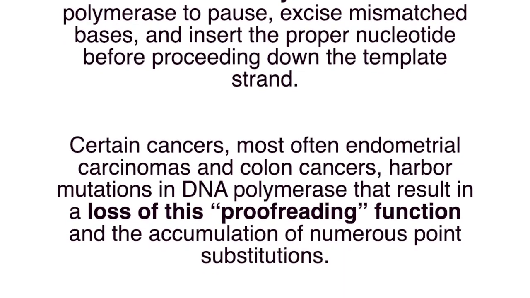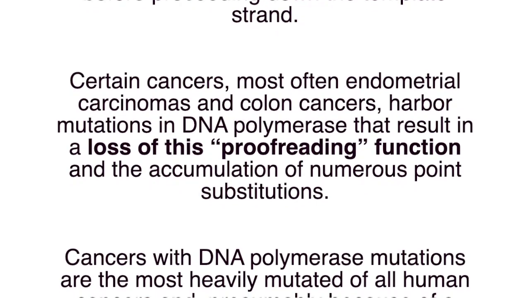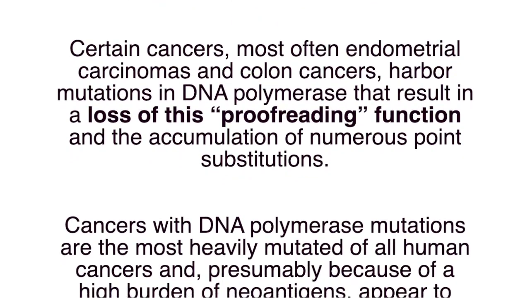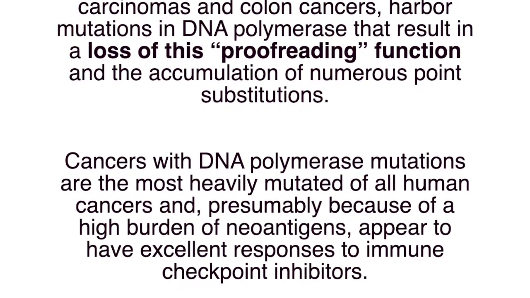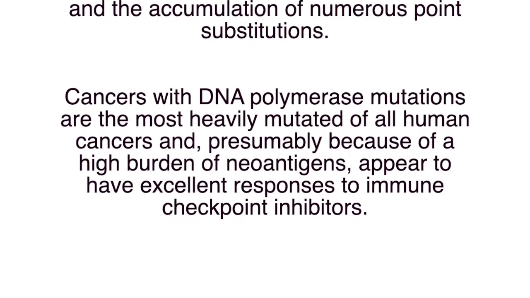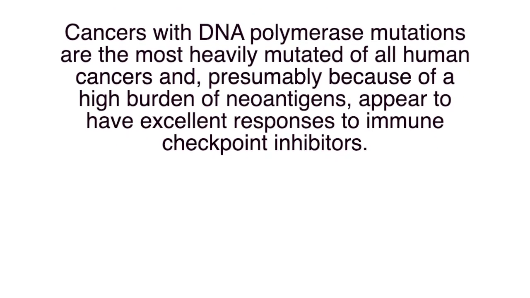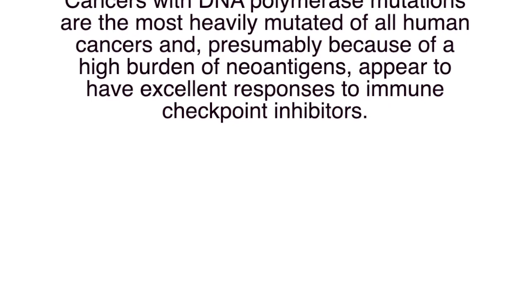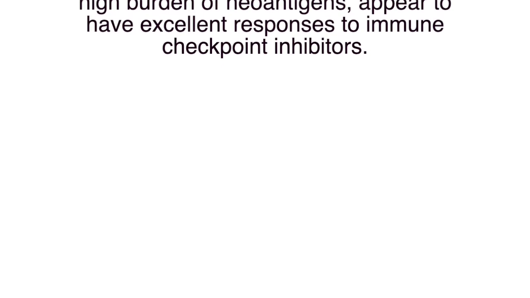Certain cancers, most often endometrial carcinomas and colon cancers, harbor mutations in DNA polymerase that result in a loss of this proofreading function and the accumulation of numerous point substitutions. Cancers with DNA polymerase mutations are the most heavily mutated of all human cancers, and presumably because of a high burden of neoantigens appear to have excellent responses to immune checkpoint inhibitors.